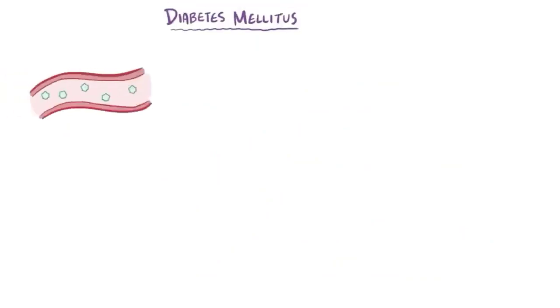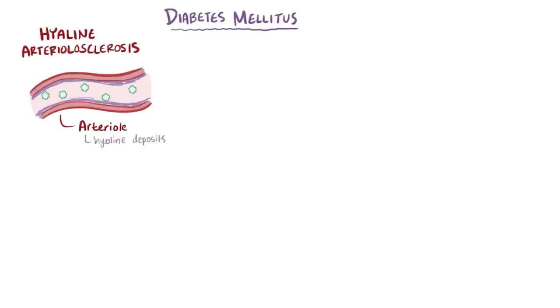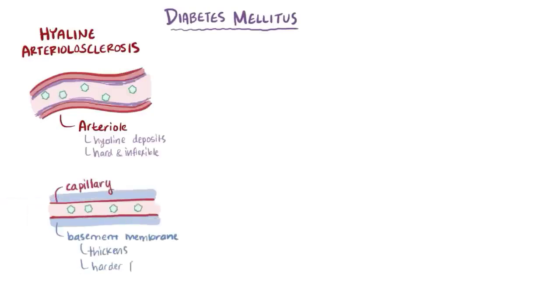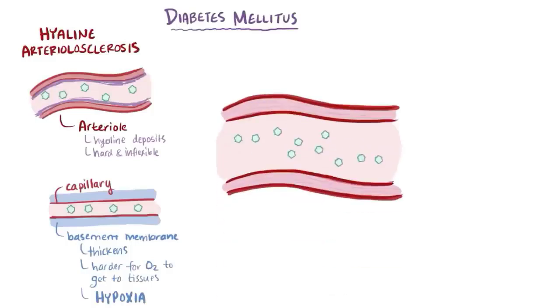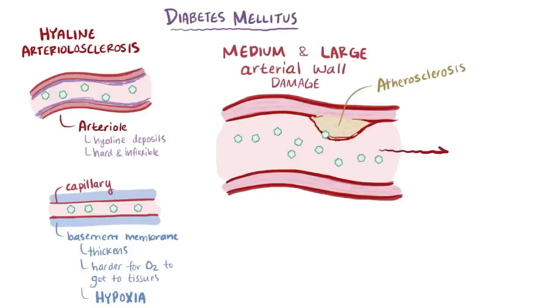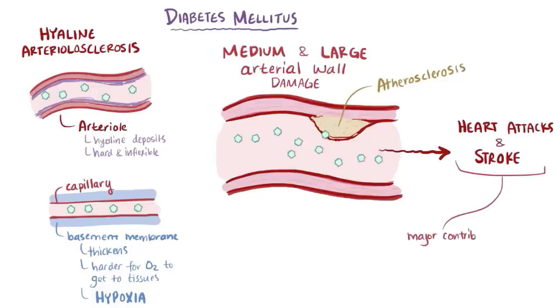Alright, now over time, high glucose levels can cause damage to tiny blood vessels, called the microvasculature. In arterioles, a process called hyaline arteriolosclerosis is where the walls of the arterioles develop hyaline deposits, which are deposits of proteins, and these make them hard and inflexible. In capillaries, the basement membrane can thicken and make it difficult for oxygen to easily move from the capillary to the tissues, causing hypoxia. One of the most significant effects is that diabetes increases the risk of medium and large arterial wall damage and subsequent atherosclerosis, which can lead to heart attacks and strokes, which are major causes of morbidity and mortality for patients with diabetes.